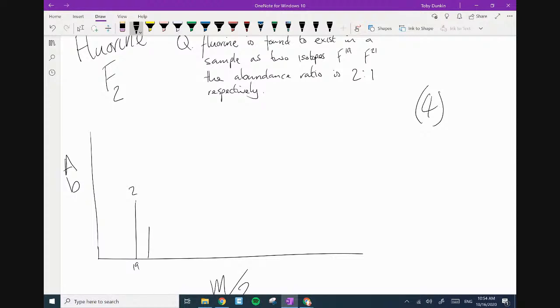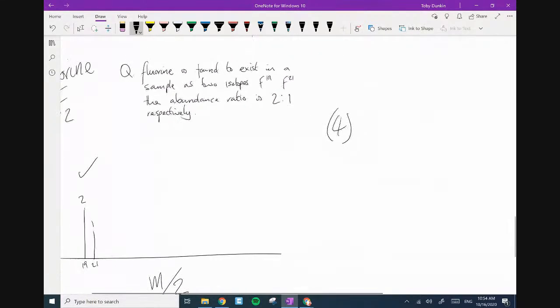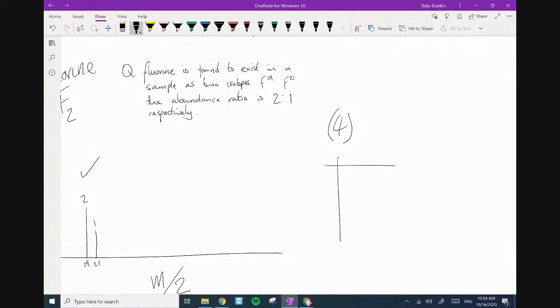And that needs to be exactly half the height, it needs to be measured. Yep, half the height at 21. Ratio 2 to 1. So you get 1 mark for those two being in their correct ratios. Next, you're going to get 3 other peaks. You're going to get 2 atoms, atom A and atom B. Now, atom A could be 19 twice and 21 once. Atom B could be 19 twice and 21 once.